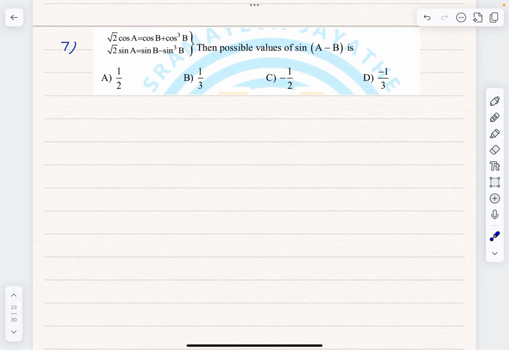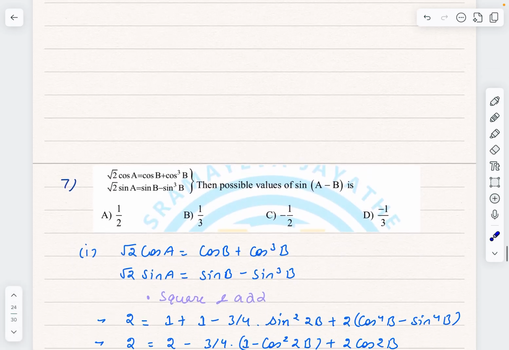The seventh problem is: root 2 cos A is equal to cos B plus cos cube B, root 2 sin A is equal to sin B minus sin cube B. What are the possible values of sin(A minus B)? This is a good problem. You can give it a try. Let's start the discussion, guys. The answer for this problem is BD.